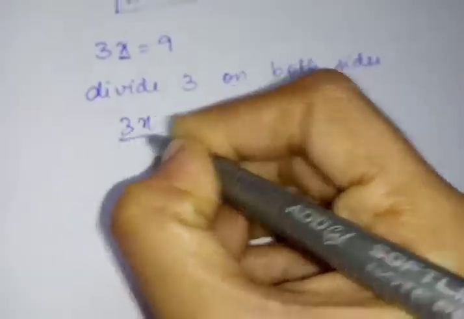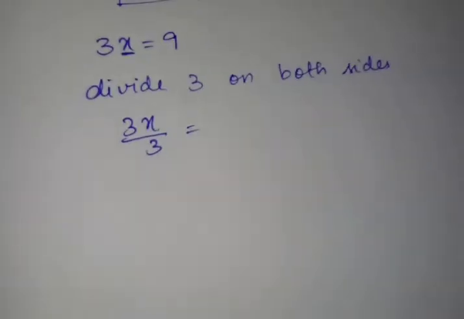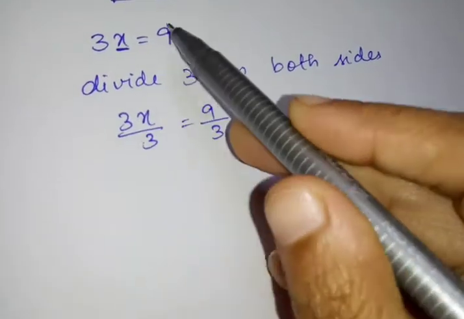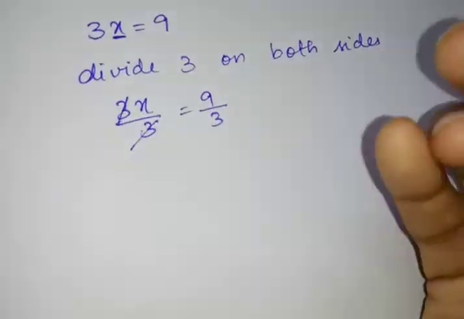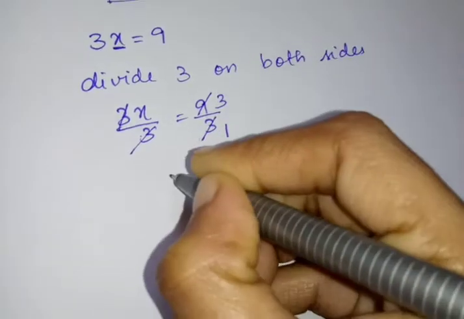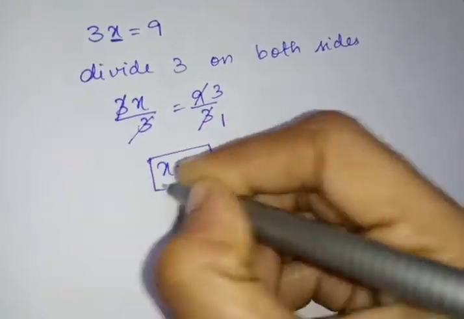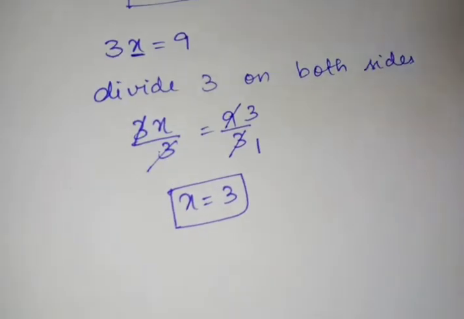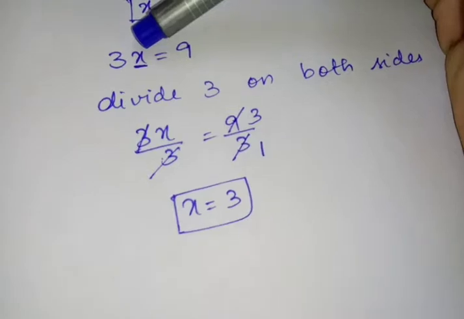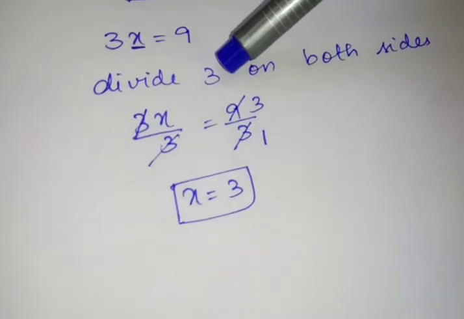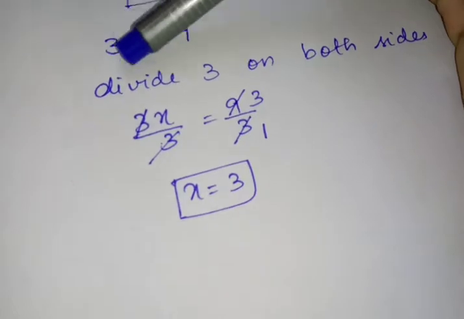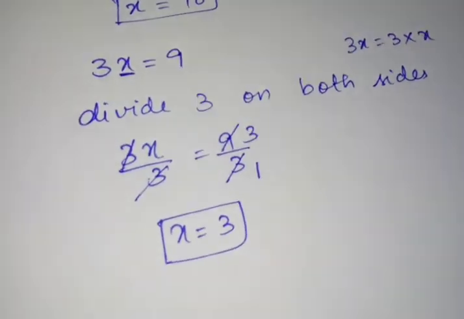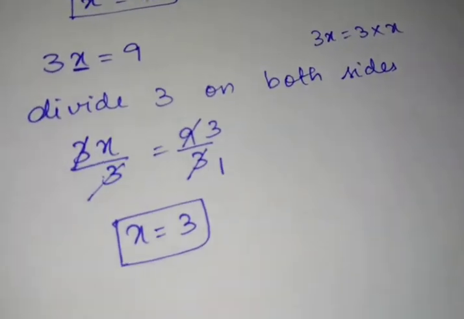3x divided by 3 is equal to 9 by 3. Is it correct? 3 cancels. 3 ones are 3, 3 threes are 9 by 3 is 3. So x is equal to 3 is the solution. Why am I dividing by 3 on both sides? Because 3 is multiplied with x. See, it is multiplication. 3x means what, children? 3 into x. That's why we are dividing by 3 on both sides.